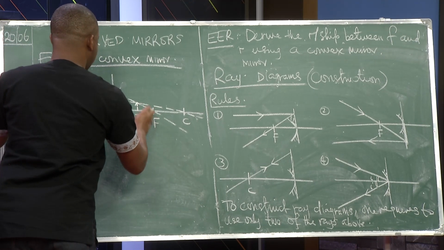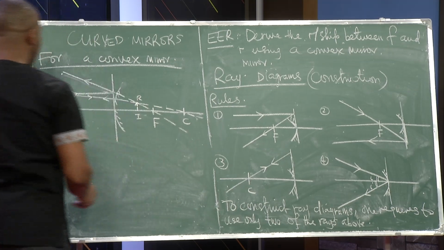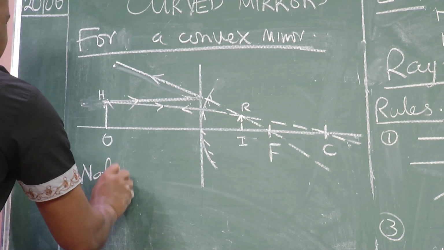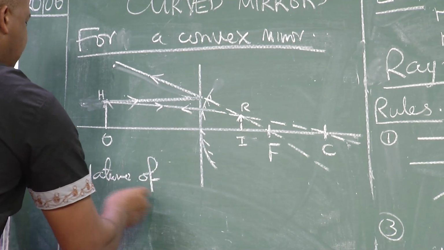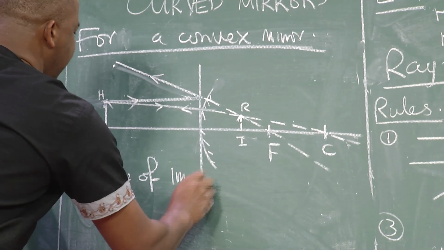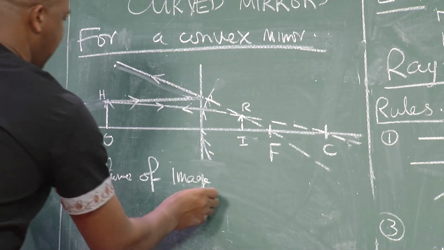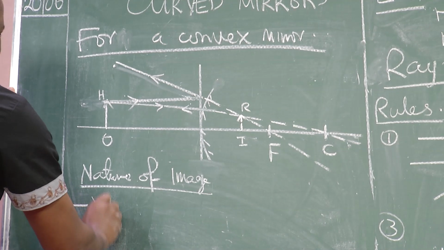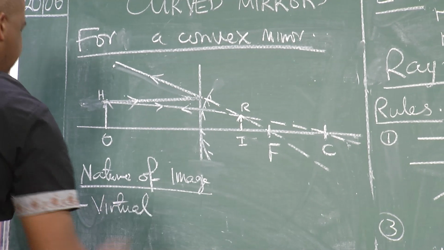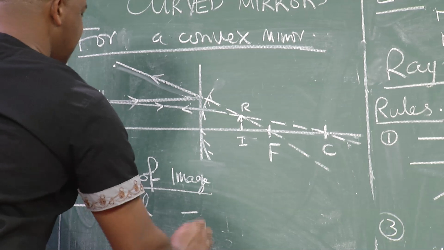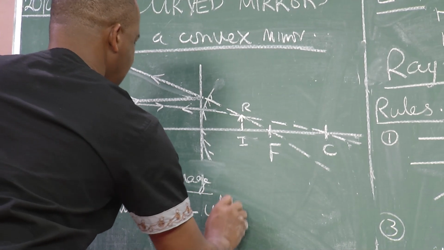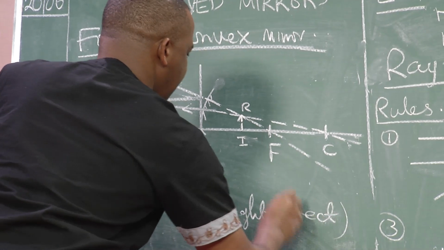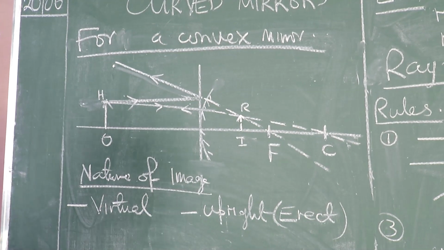I'll call our image IR. And what is required is the nature of the image. How does the image appear? The nature of the image here is that the image is virtual and it is upright or erect.